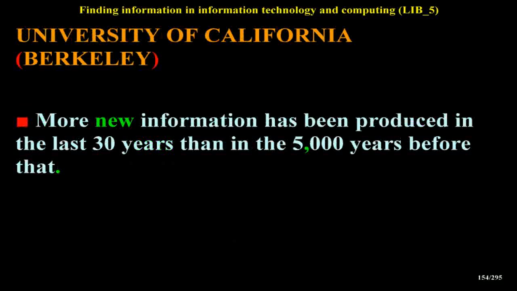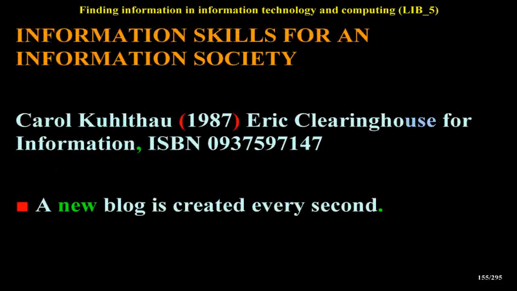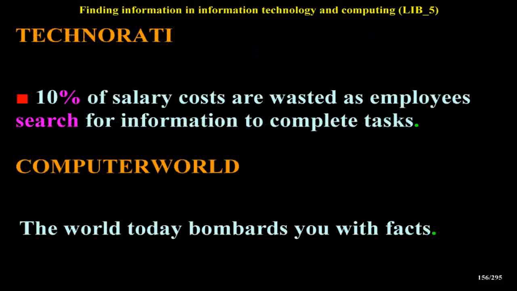University of California, Berkeley. More new information has been produced in the last 30 years than in the 5,000 years before that. Information skills for an information society. Carol Coultham, 1987. ERIC Clearinghouse for Information, ISBN 0937597147. A new blog is created every second. Technorati. 10% of salary costs are wasted as employees search for information to complete tasks.